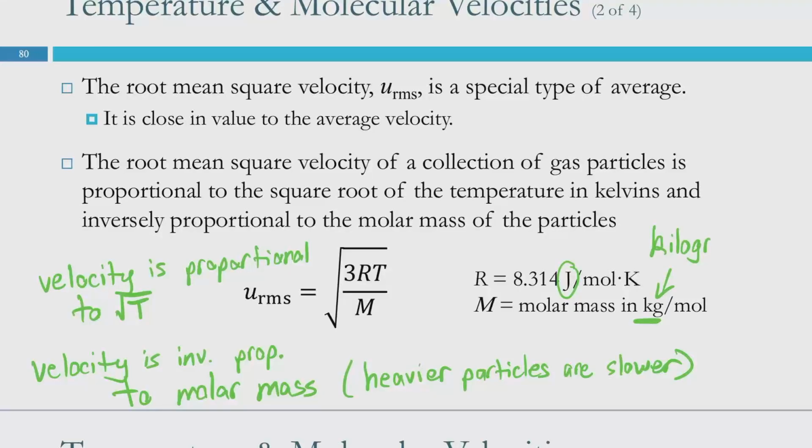Which is not what we would typically expect. Kilograms per mole, not grams per mole. We always have been doing things in grams per mole. For the sake of the root mean square velocity, it's much more convenient to do it as kilograms per mole for reasons that we'll see in our example that we go over in a little bit.